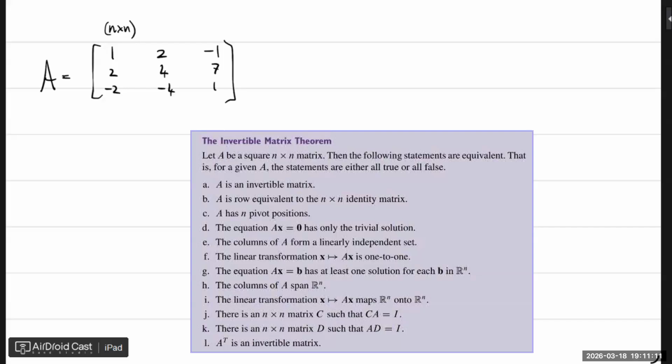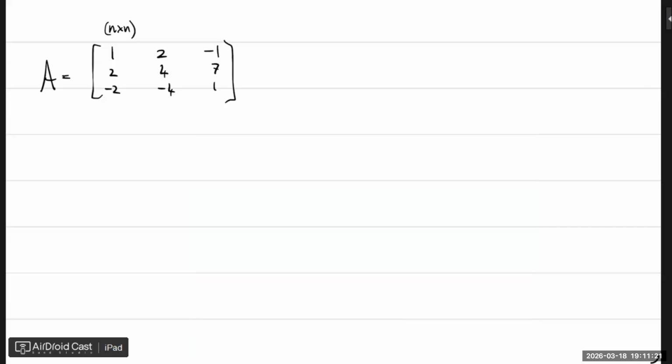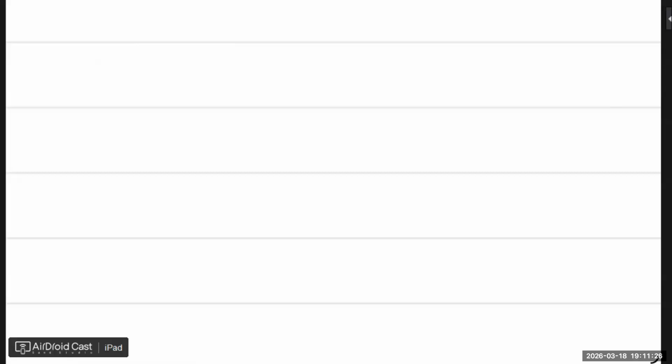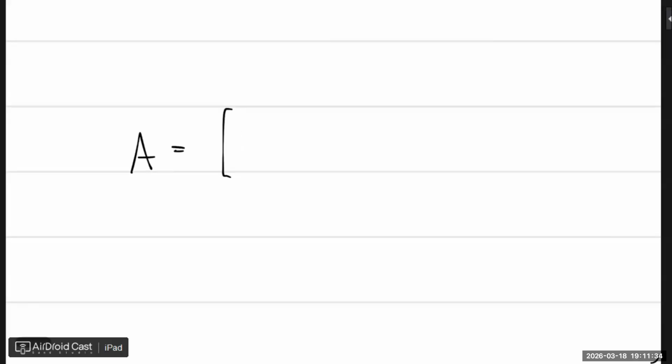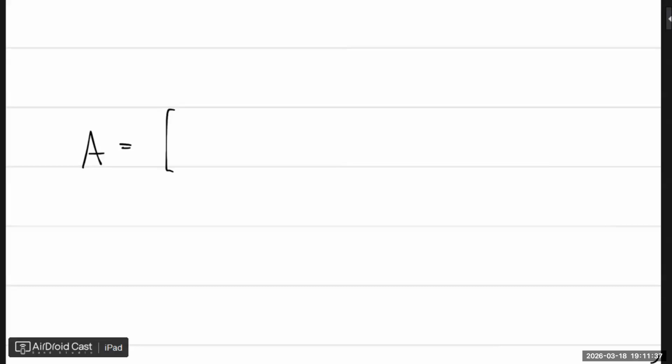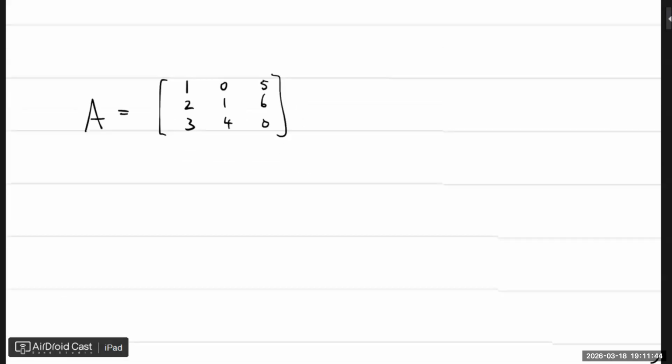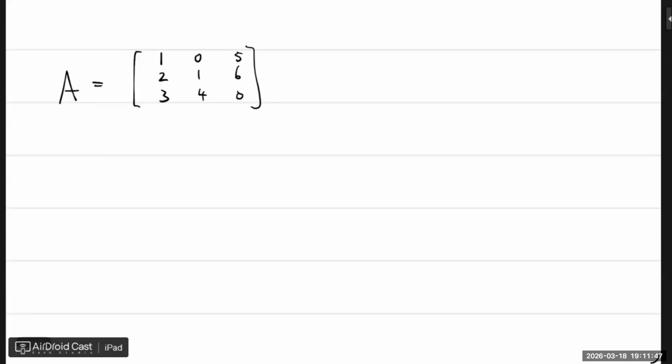I just want to find another one, yeah? And let's have a look at the next one. So here they give us again a matrix. And this matrix is, let's say, 1, 2, 3, 0, 1, 4, 5, 6, 0. So they ask us, is this an invertible matrix or not?